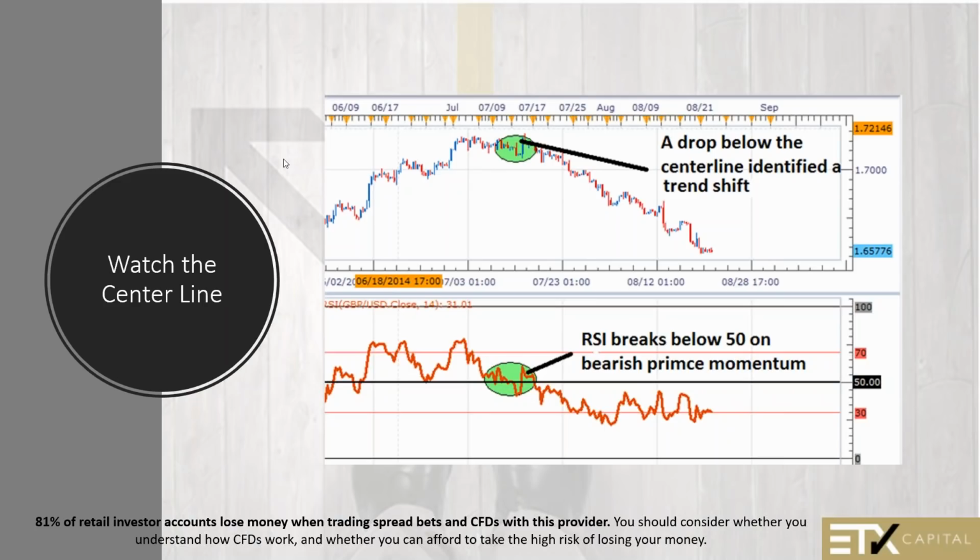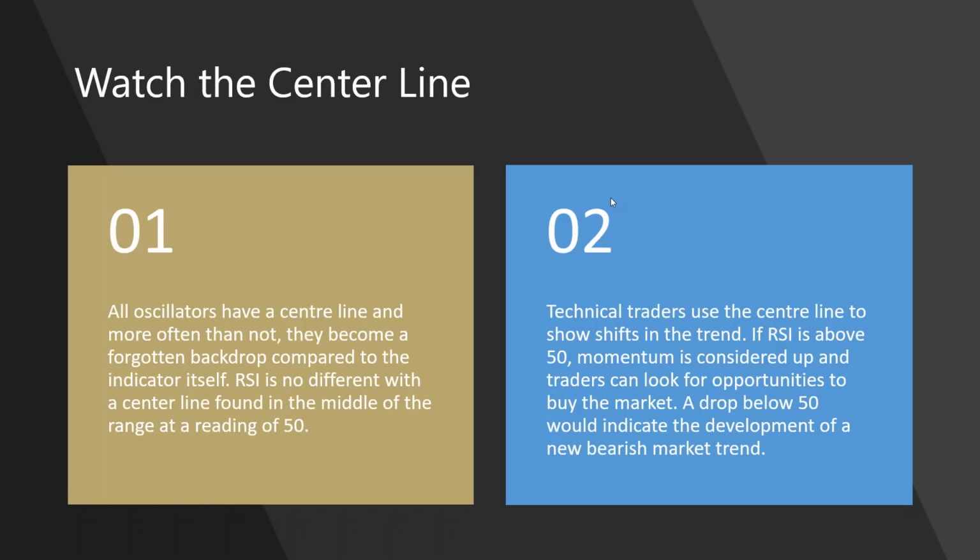So as we can see here on the example, RSI remained at the 50 level while the trend was peaking out, and then the trend moved into a hardcore down move, but RSI didn't fall below the 30 until way into that trend. So we want to keep an eye on the center line.